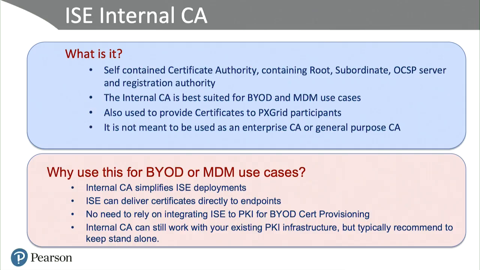So we talked about BYOD or MDM, one of the primary use cases. Why would I want to do this? The internal CA simplifies ISE deployments, meaning I don't have to work directly with the enterprise CA team to issue those certificates to BYOD endpoints. ISE can manage those directly and issue those directly to the endpoints themselves. Now, I can work with an enterprise CA and be part of that trust hierarchy if I want to, but I don't have to burden those, and I can manage those as part of the overall ISE implementation from a network access perspective.